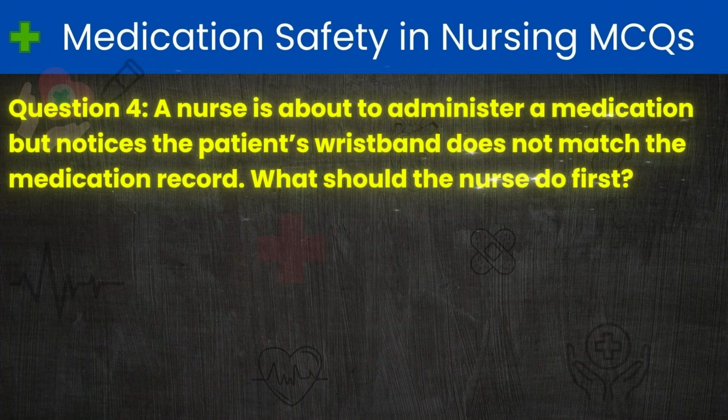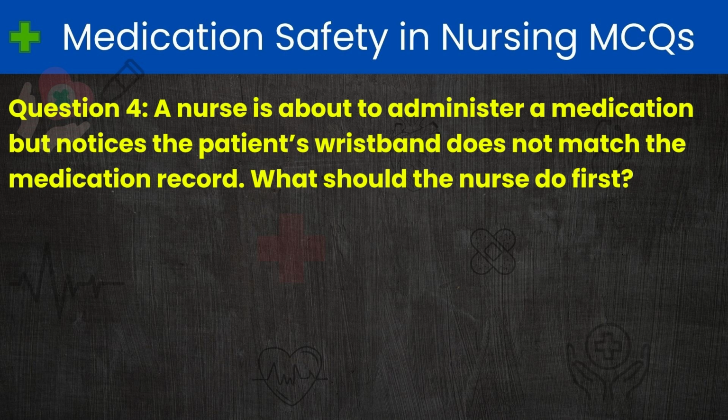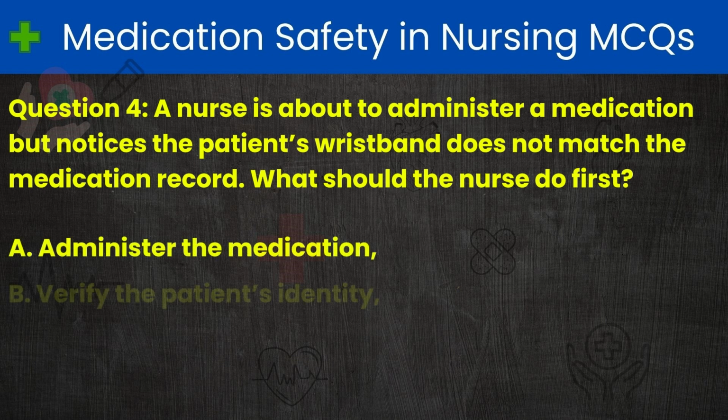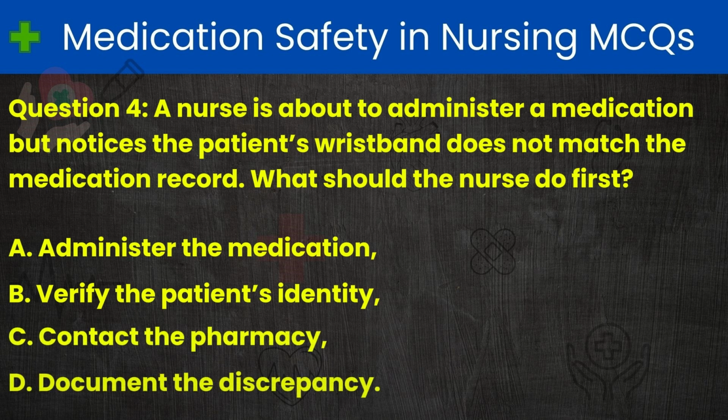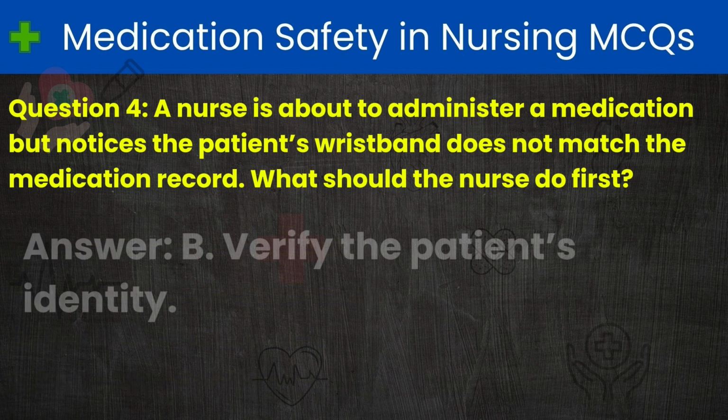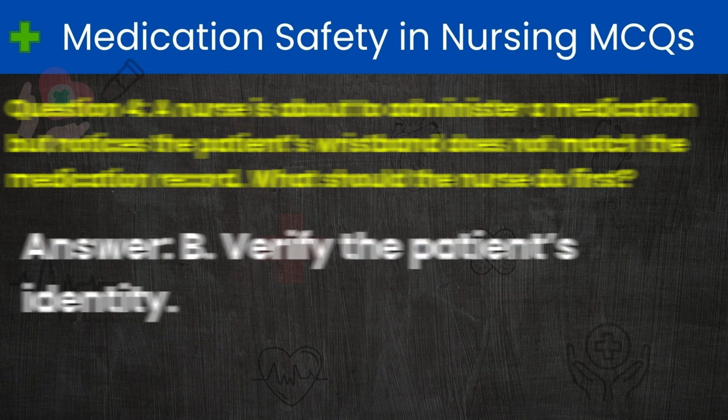Question 4. A nurse is about to administer a medication but notices the patient's wristband does not match the medication record. What should the nurse do first? A. Administer the medication. B. Verify the patient's identity. C. Contact a pharmacy. D. Document the discrepancy. Answer B. Verify the patient's identity.